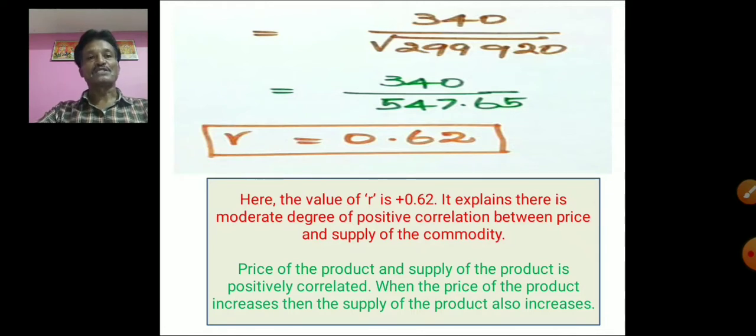This 0.62 is called Karl Pearson's coefficient of correlation, that is R equal to 0.62. Here the value of R is positive 0.62. It explains there is moderate degree of positive correlation between price and supply of the commodity. It means price of the product and supply of the product are positively correlated. When the price of the product increases, then the supply of the product also increases and vice versa.